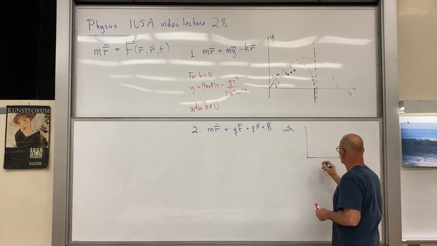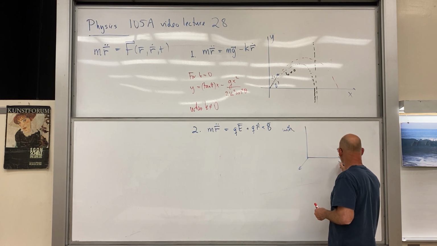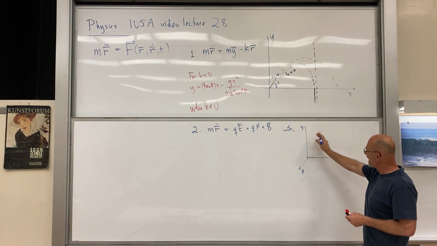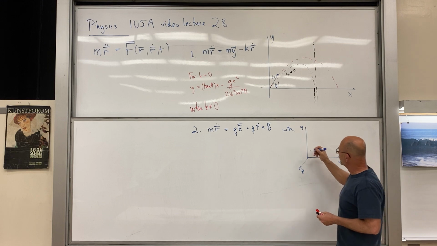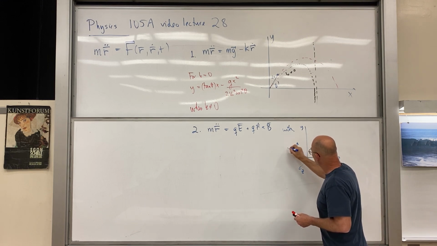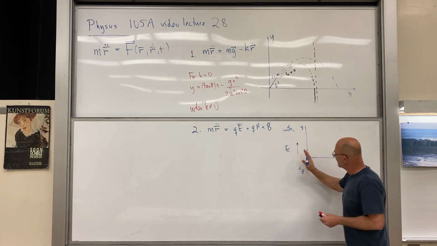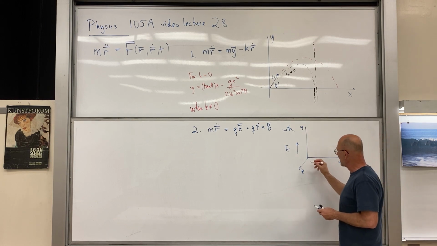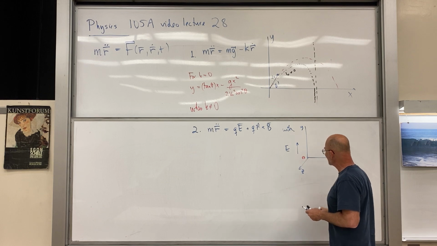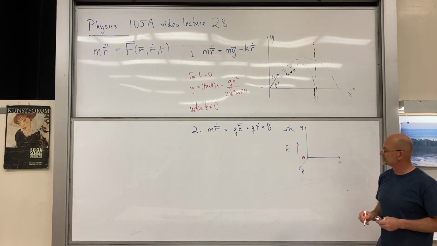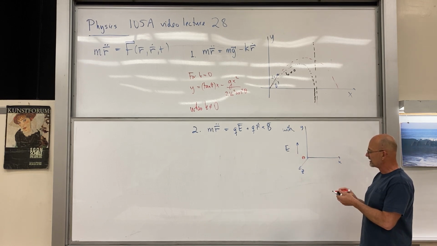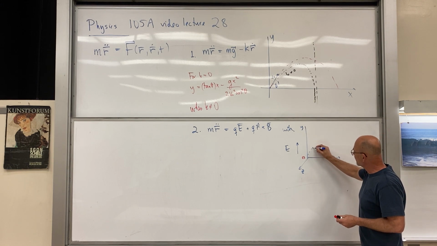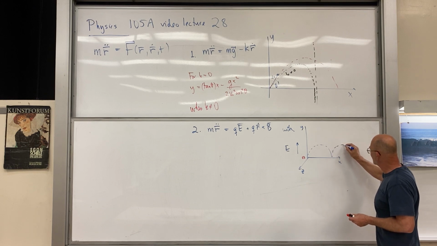So this would be x, y, and z. We're going to restrict the motion to the xy plane. We're going to have a uniform E pointing in the y direction and a uniform magnetic field pointing out. And under those circumstances, I claim that we're going to get a curve that goes like this, a trajectory.